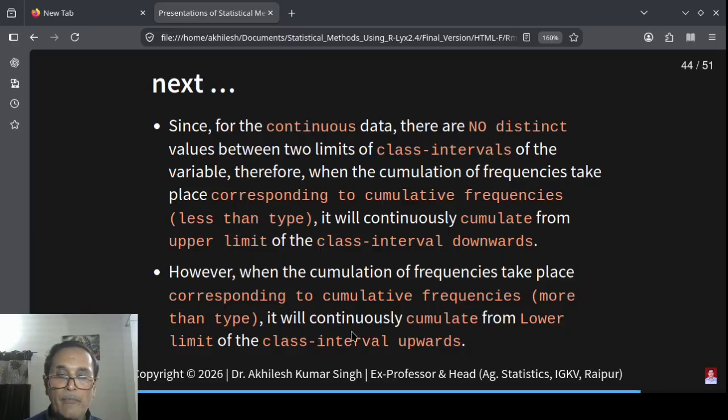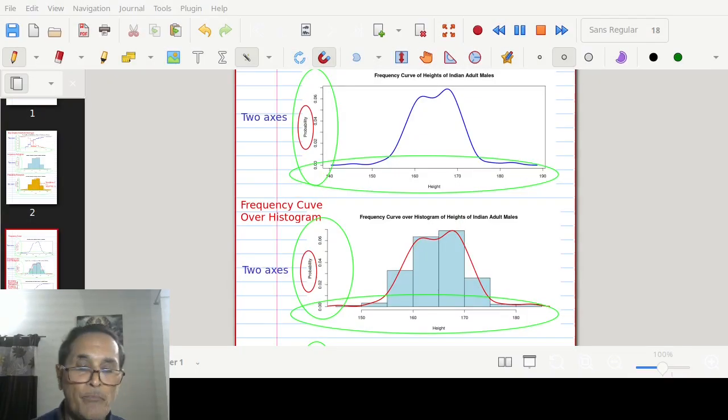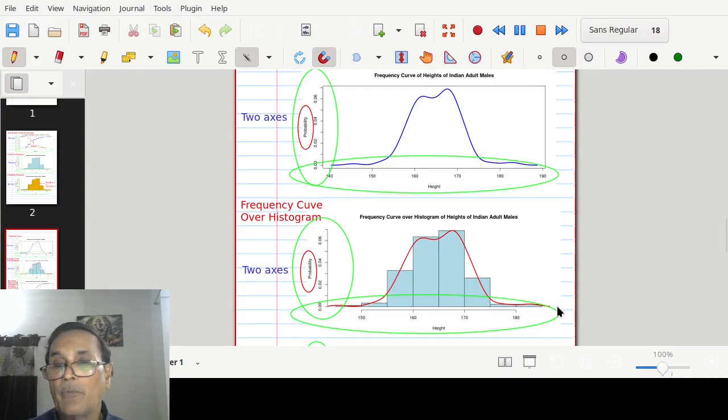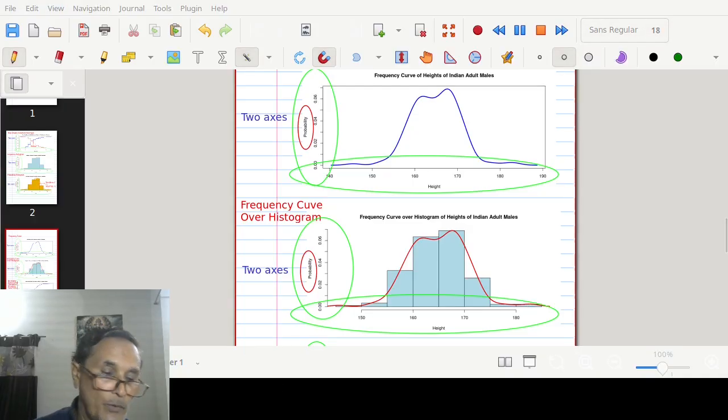Okay. What do we mean by it? I'll just show you in the demonstration. When cumulation takes place, for the cumulative frequency of less than type, for example from here, from the upper limit, all the frequencies will be added on the downward side. For the cumulative frequency of more than type, from this class interval, from the lower limit of this class, the frequencies are added upward. So this is what I am saying. Okay.